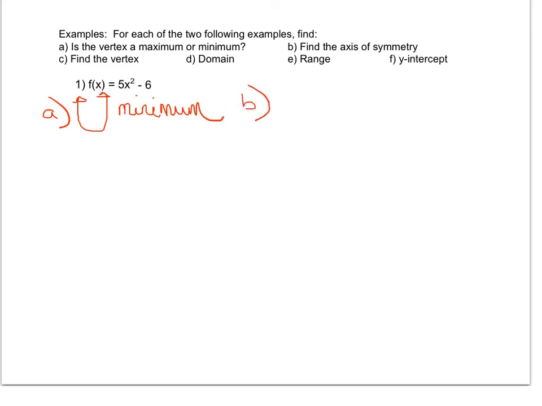For part B, I'm going to find the axis of symmetry. Well, I've already got my equation memorized. My equation for axis of symmetry is x equals -b over 2a. If you don't have it memorized, you can, for now, look it up in your notes or on your tree diagram. So b is always going to be my linear term, and a is always going to be my quadratic term. So I can see that my a is 5, and I can see that my c is -6.